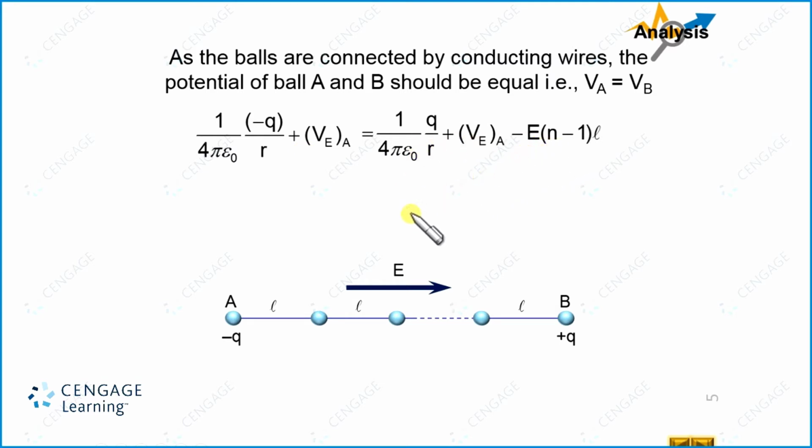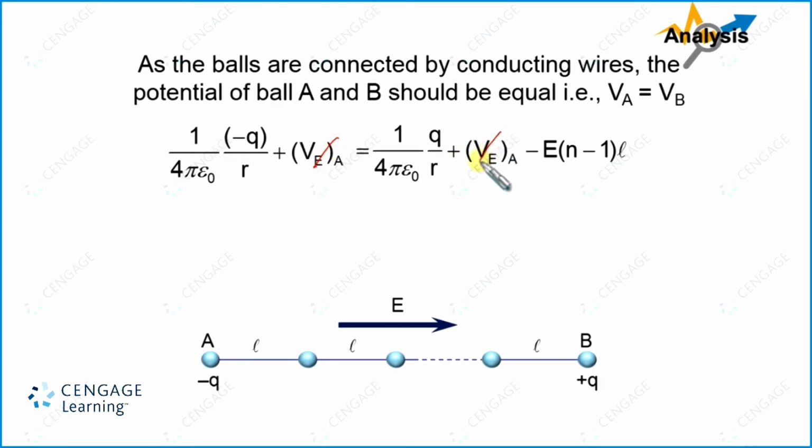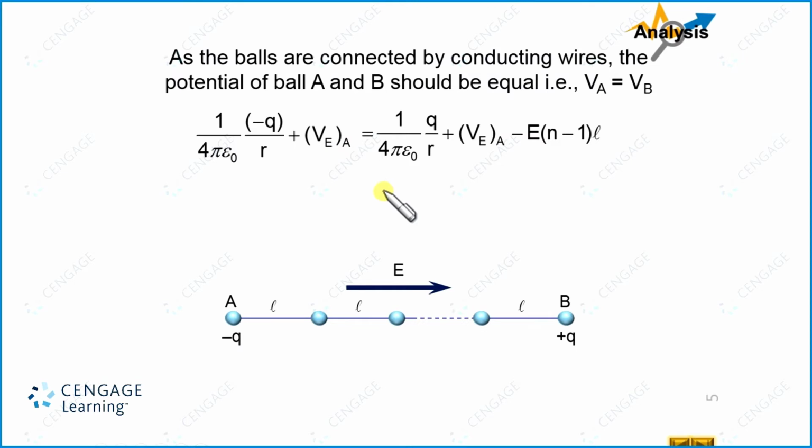Now we can simplify the expression. We can take this term to the right side. So this is equal to 2 multiplied by 1 upon 4 pi epsilon naught, and here we can observe that this VEA term and this term will get cancelled. So here we can write 2 multiplied by 1 upon 4 pi epsilon naught q divided by small r, and that is equal to, this term will be positive if we take this term to the left side, E multiplied by (n minus 1) multiplied by L. So let us write this term, this one.